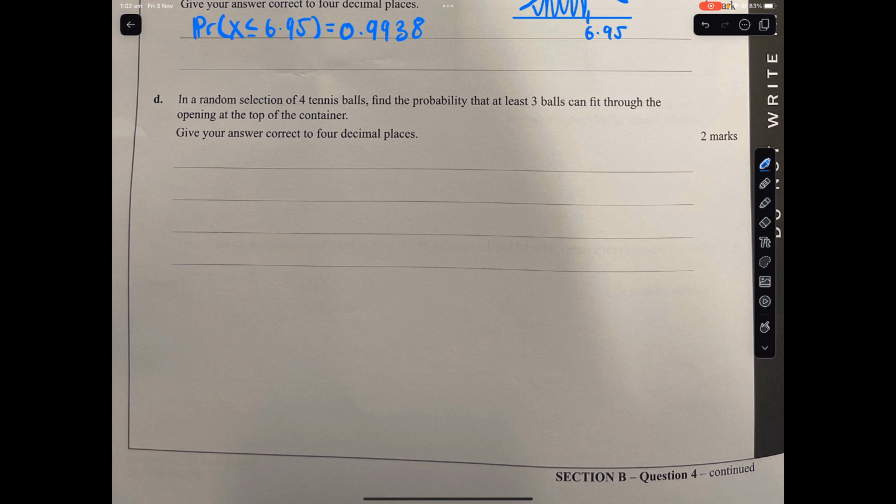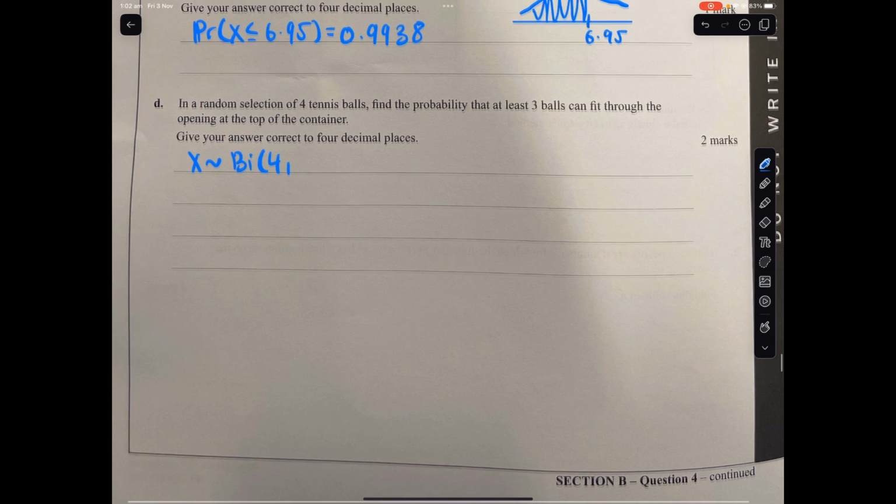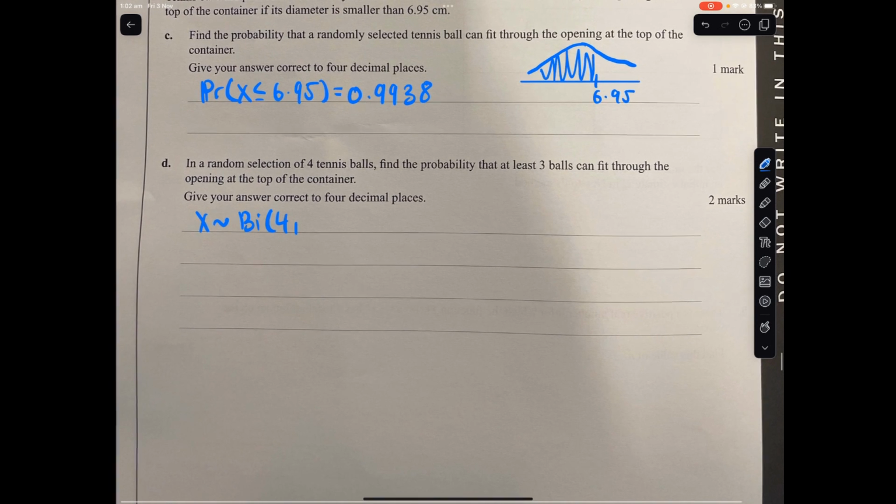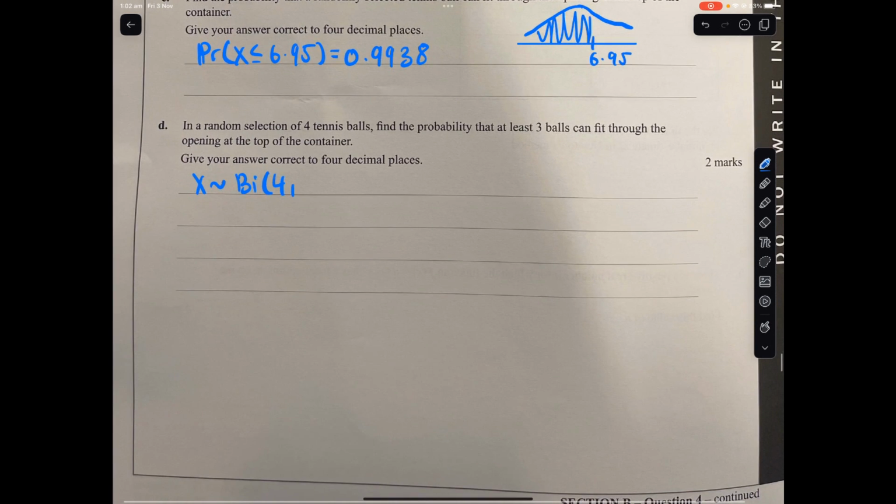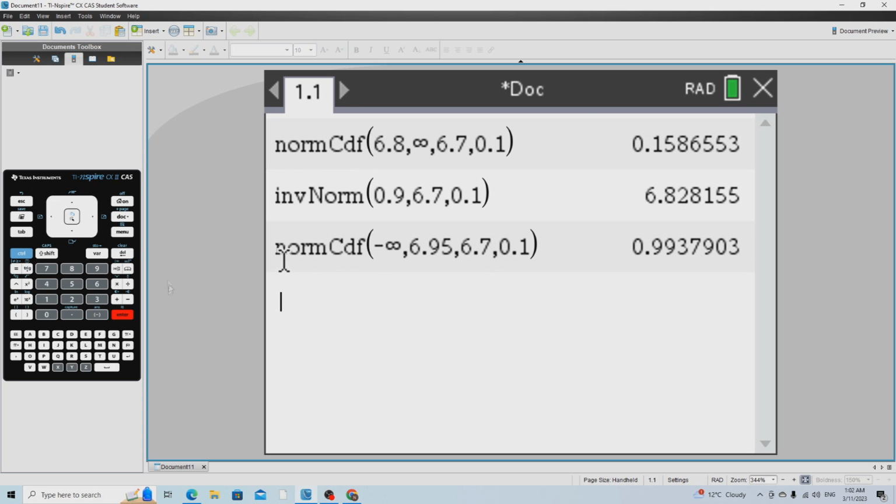In a random selection of 4 tennis balls, find the probability that at least 3 balls can fit through the opening at the top of the container. So let's say that x is binomial, and there are 4 tennis balls, and the probability that they will actually fit through the container is what we just calculated, didn't we? Oh yes, we just calculated it's 0.9938. So if I want the probability that x is greater than or equal to 3 of these balls to fit, we can just use our calculator.